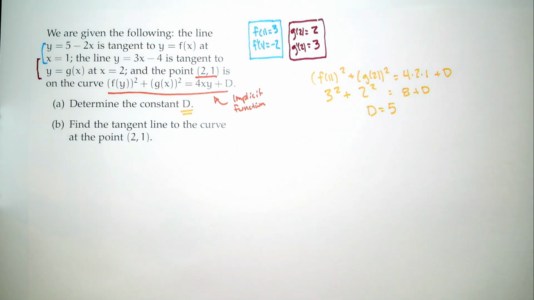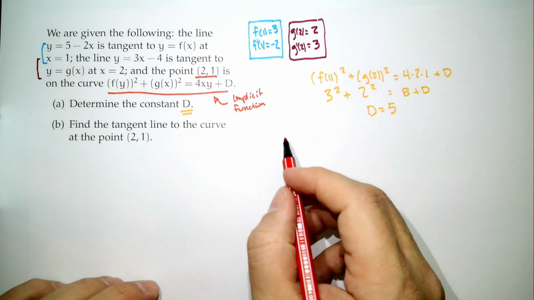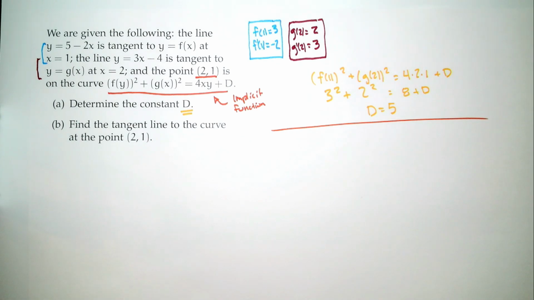So if we choose d to be 5, then the point (2, 1) is going to be on the curve, because we verified it. We plugged in (2, 1) and we saw what we needed. So that's part A. That's the non-calculus part. Now for the calculus part. We said we're looking for the tangent line. We already have our point, so it comes down to our slope.